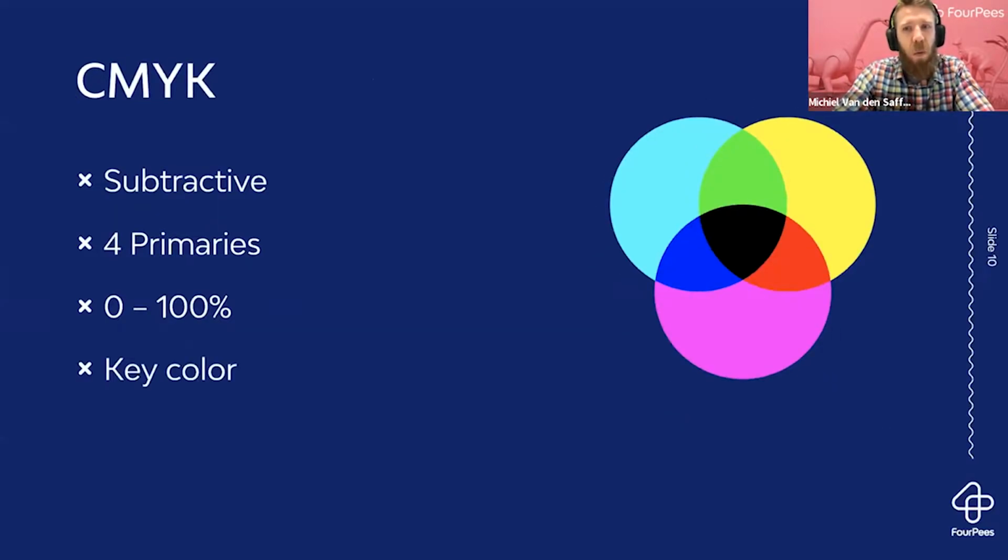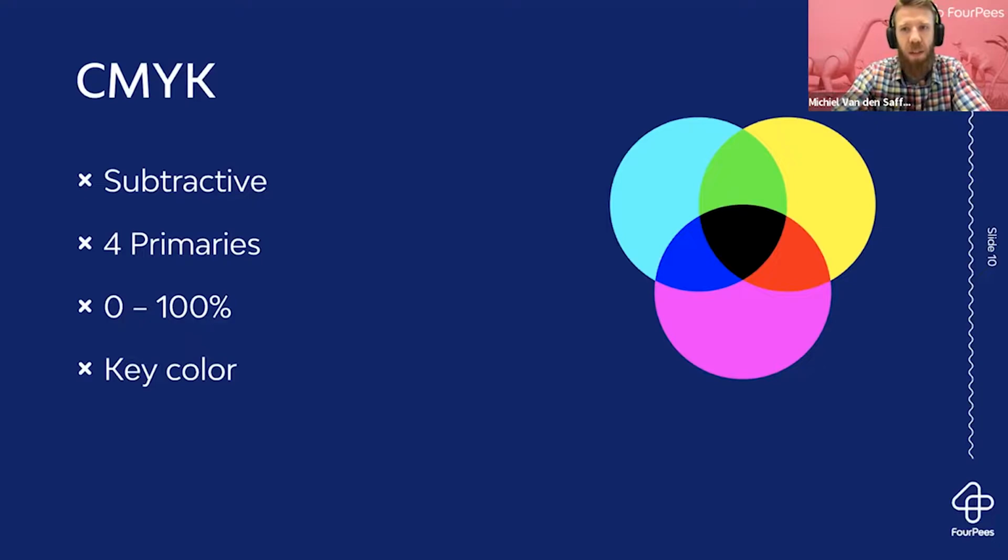Then in CMYK, we have a subtractive color space. So our primaries are light colors. And when we print two light colors on top of each other, the result is a darker color. And we have four primaries in this case. We have our cyan, magenta, yellow, and our key color black that can be mixed.